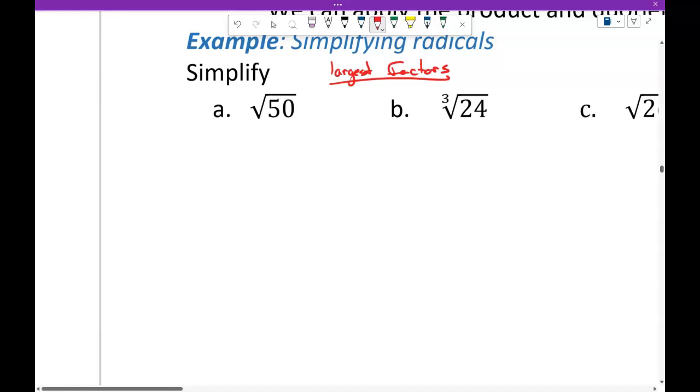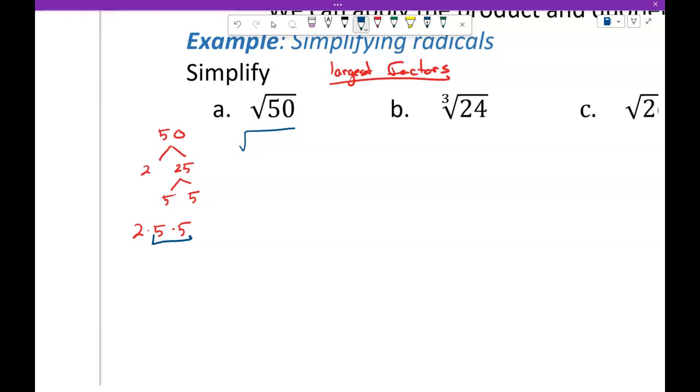And so if we take something like 50 and we want to do prime factorization and we want to break it down into its smallest parts, the factors of 50 are 2 times 5 times 5. If we're looking for perfect squares, we can identify pairs of numbers that can multiply together to give us a perfect square. So if we have 5 times 5, that gives us 25. So we can break this apart into the square root of 25 times 2.